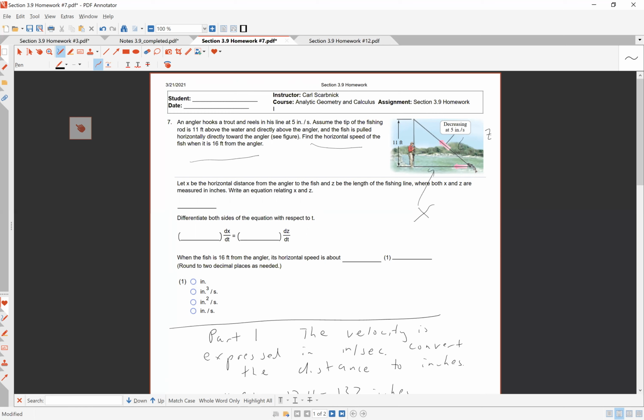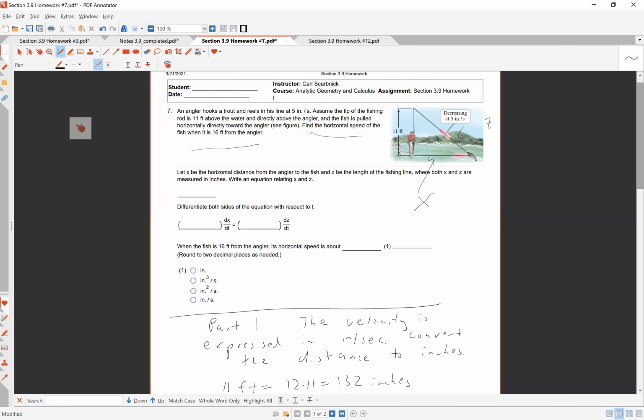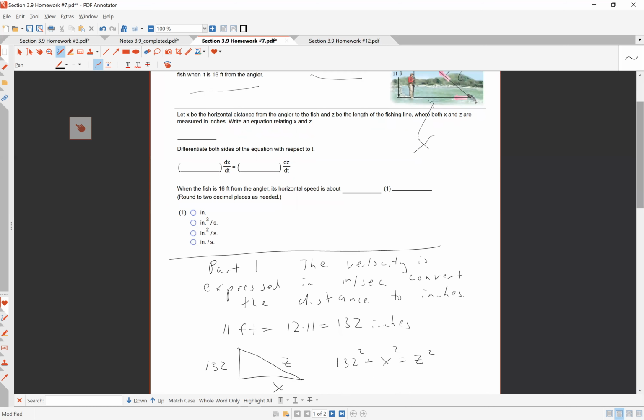Okay, so be careful here, and I think I even kind of messed this up when I first did this problem. It says find the horizontal speed. Remember, speed is the absolute value of the velocity, right? So I think I initially entered a negative value because I wasn't paying attention. I was trying to find a rate, but remember, speed has nothing to do with direction. Okay, so x is the horizontal distance, the height of the pole is 11, and z is the length of the line. I actually did a lot of the problem down here.